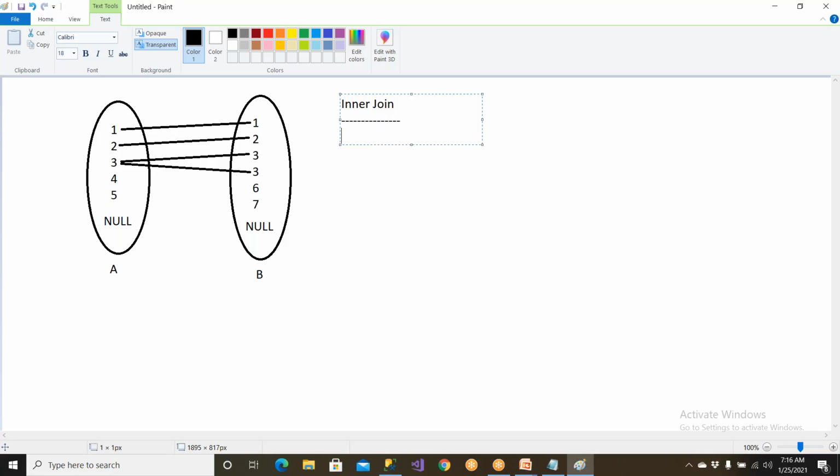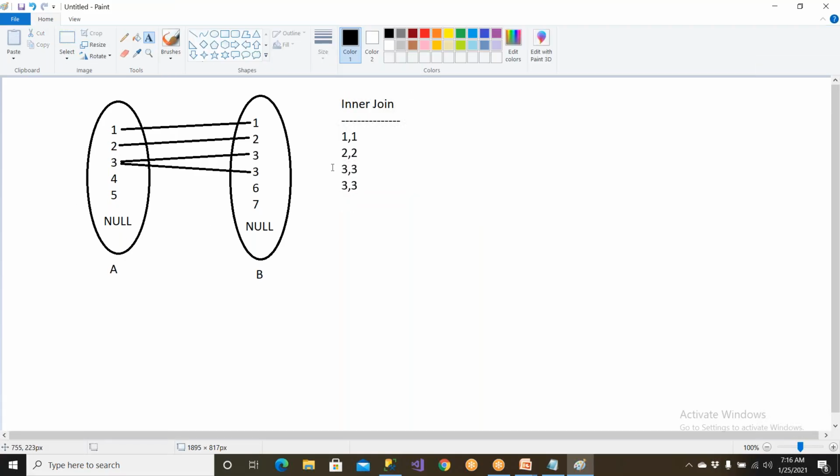So inner join always gets matching data. What do you mean by that? 1 comma 1. So this 1 and this 1 is matching, and 2 comma 2. Clear? This 2 and this 2 is matching, and 3 comma 3. This 3 and this 3 is matching. Because of this 3, it is going to get repeated. This 3 and this 3. 4, 5, null, nothing will come.